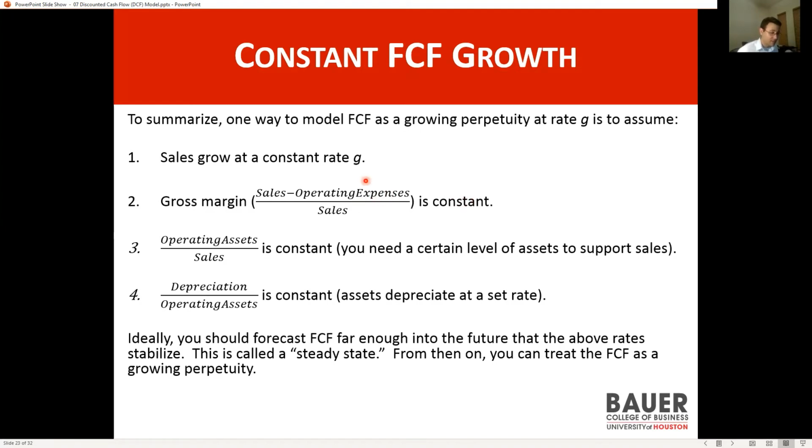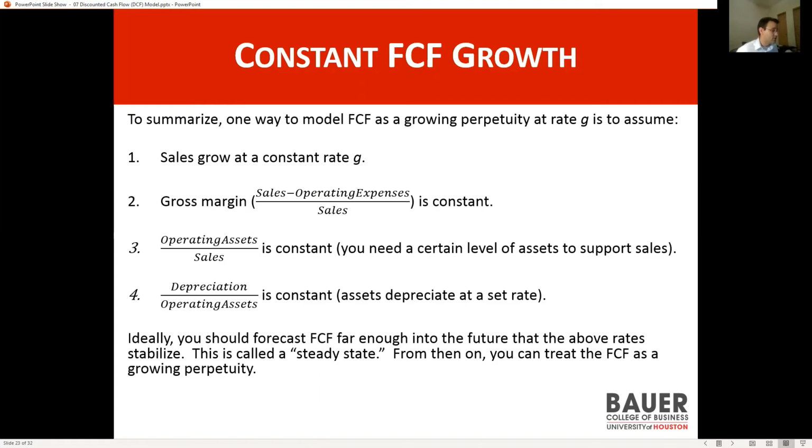Okay, so this is your EBIT, right? Sales minus operating expenses, that's the main component of your EBIT. If this ratio is constant, when sales grows at a rate G, that means that your EBIT is going to grow at a rate G.